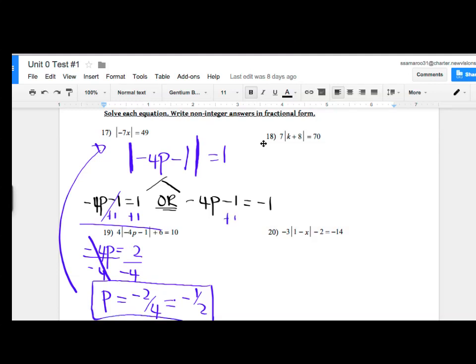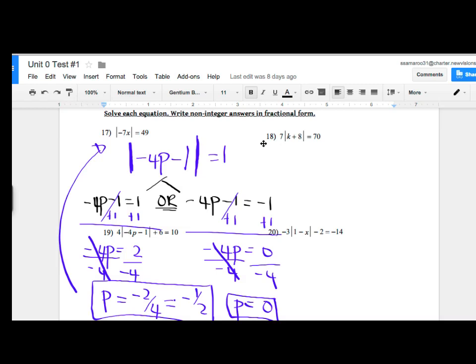What about this? Same exact thing. Add 1 on both sides. Negative 4p is equal to 0. Divide by negative 4. P is equal to 0. Yep, this works out to be 0.